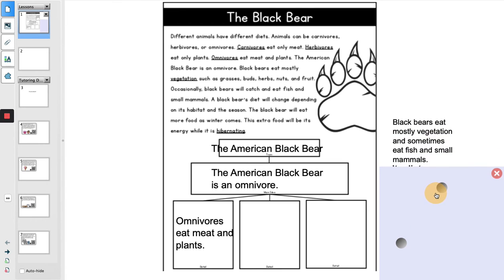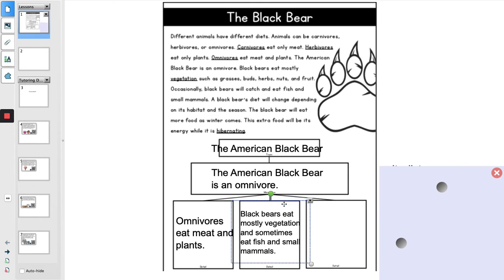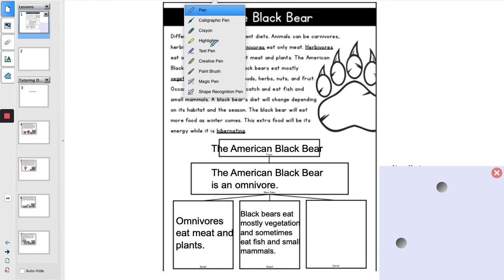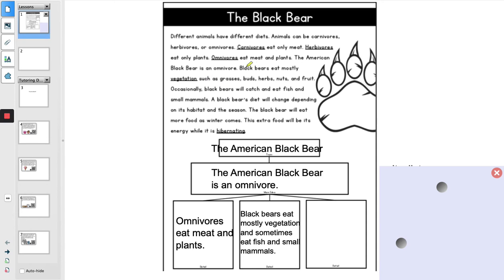My second detail is what black bears eat. So how do I know that they are an omnivore? It's because black bears eat mostly vegetation and sometimes eat fish and small mammals. I took that precisely from this article. Let me do my highlighter. There we go. Right here, black bears eat mostly vegetation. Right there, occasionally they'll eat fish and small mammals. So you can see that my detail comes exactly from the text. I'm not trying to put in my own thoughts and ideas. Even if I know something about black bears, I want to keep it focused on what the article said.